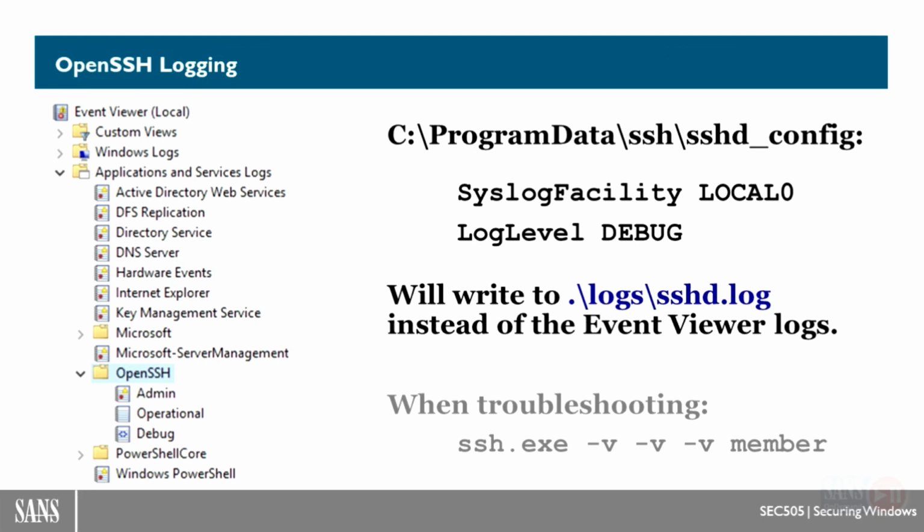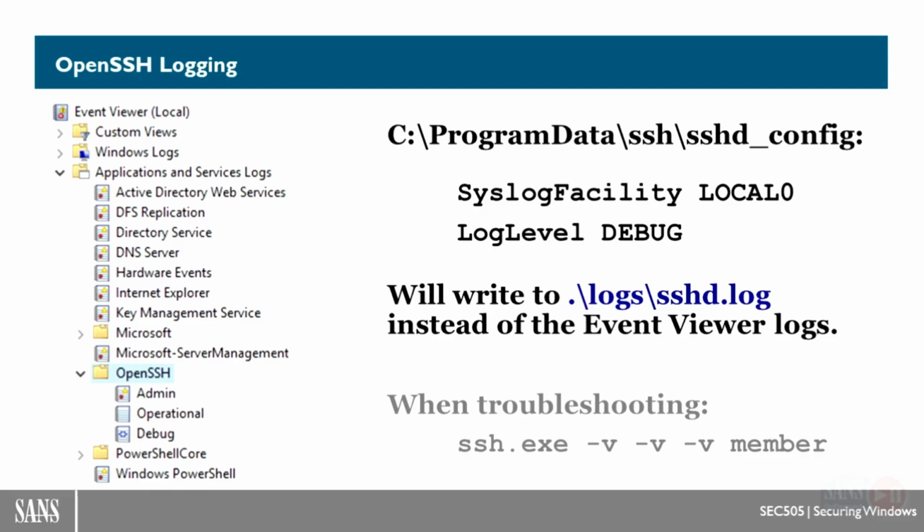So your choice, Windows event log or the textual log, but you can't write to both. The textual log file is located underneath the ProgramData\ssh\logs subdirectory. The name of that file is sshd.log, just a normal textual log file, very similar to a syslog that you would have on a Linux machine.